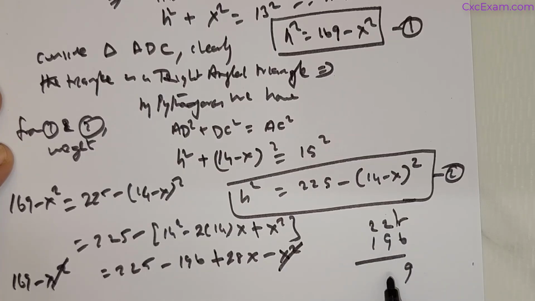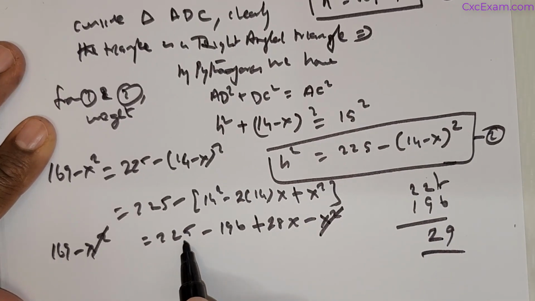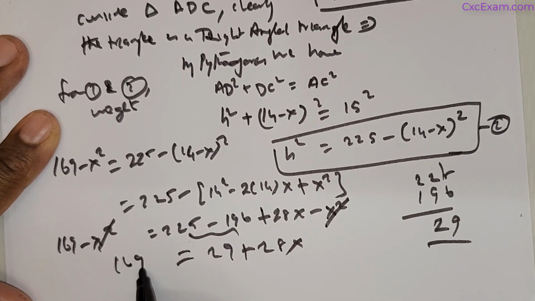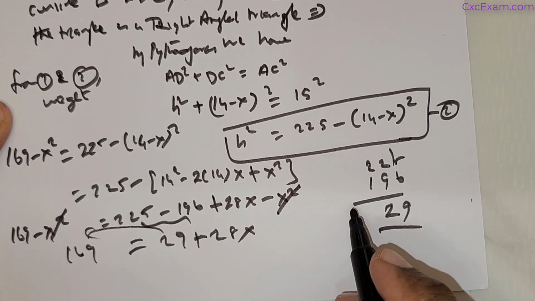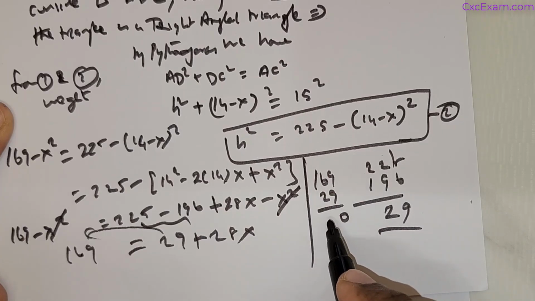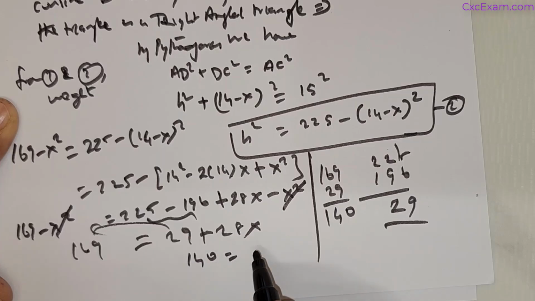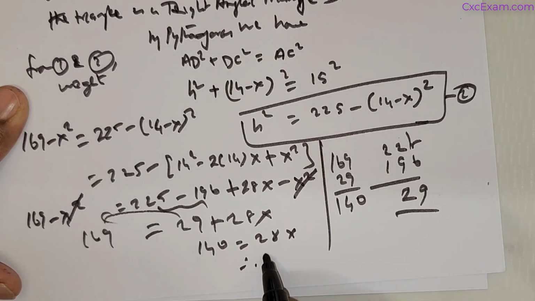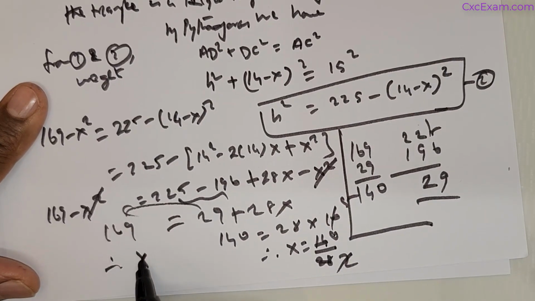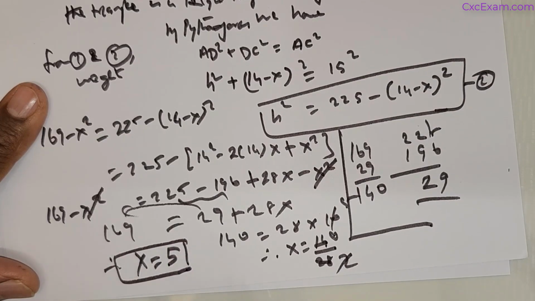Okay, so these two add up to give you 29. So 29 plus 28x is equal to 169. Move this to the other side. So that means 169, you take away 29, you get 140. So 140 is equal to 28x. So therefore x is equal to 140 divided by 28. Now 14 twos are 28, so 140 divided by 28 gives you 5. So therefore, what is x? X is equal to 5.